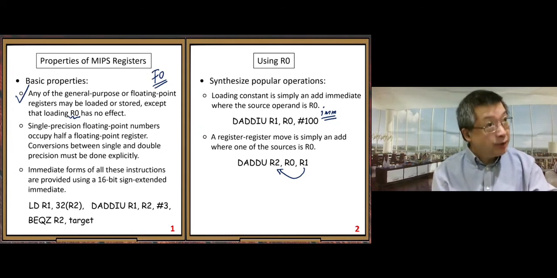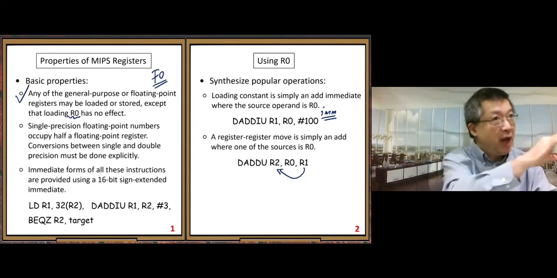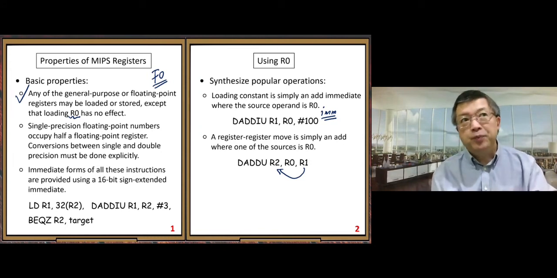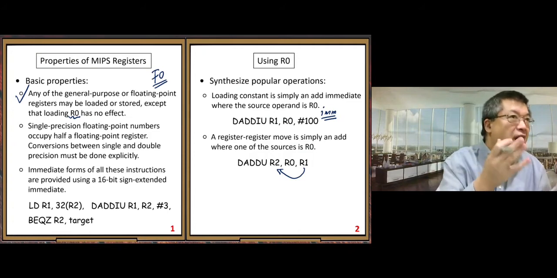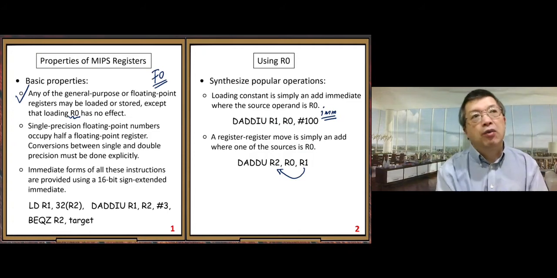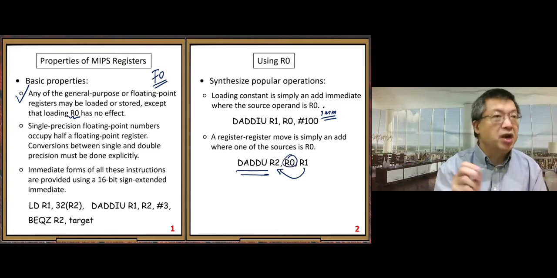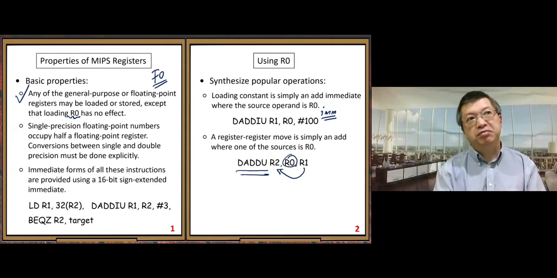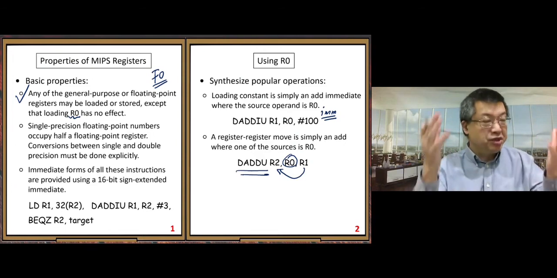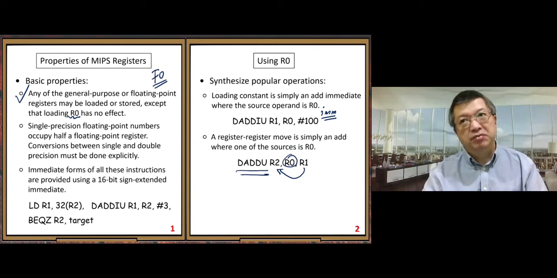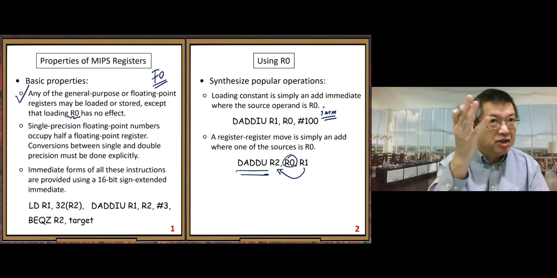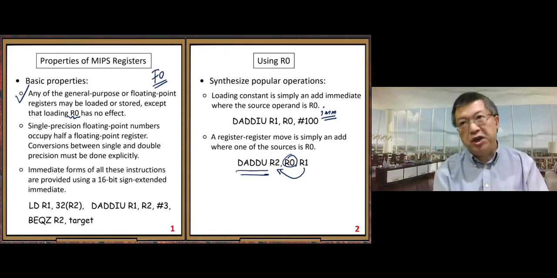Sometimes we need to move some value. But if you need it, we do not need to define a special operation. We just use an existing operation, this one, but for one of the source operands, we use R0. So you can see, you can get what you need in this way. Here, just two simple examples. So you can see R0 has some special usages here.